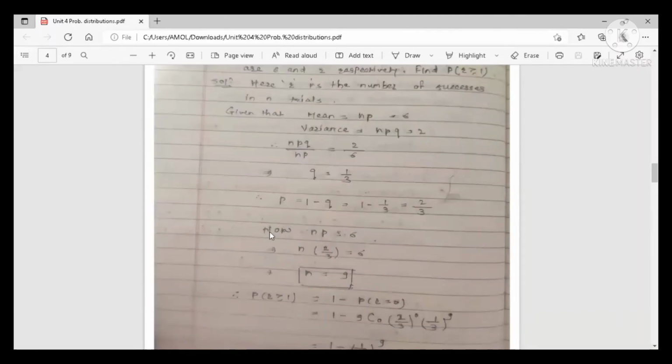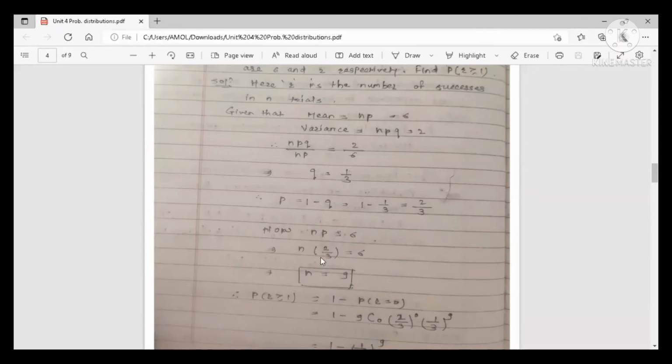Now you know the formula of mean. Mean is n into p is equal to 6. Now we have the value of p, probability, it is 2 by 3. So put here the value of p, 2 by 3, n as it is equal to 6, because the mean value is given here, it is equal to 6. So p is also calculated here, 2 by 3.